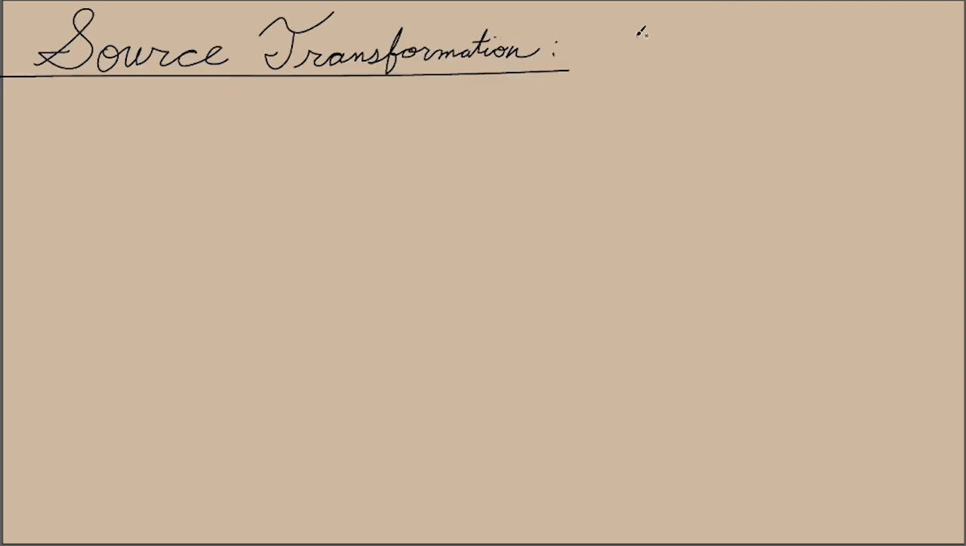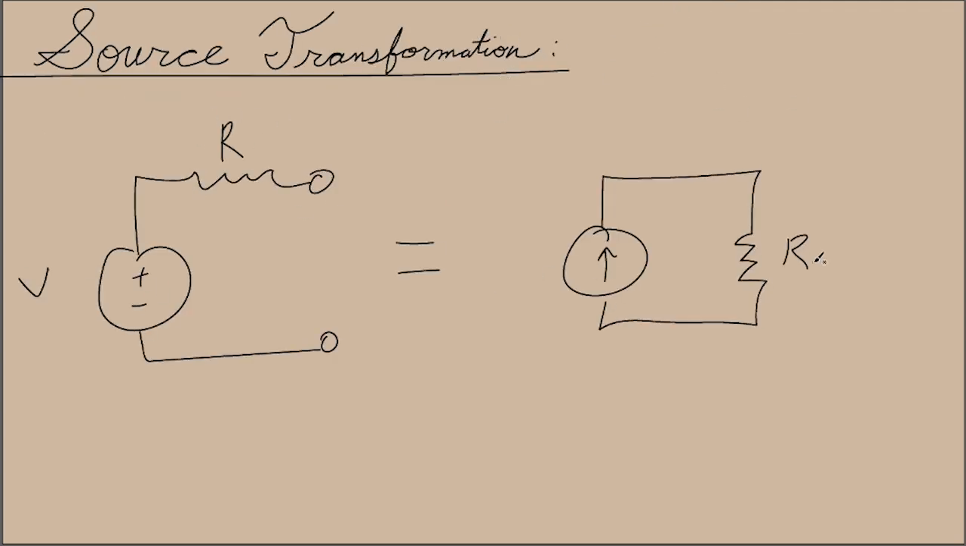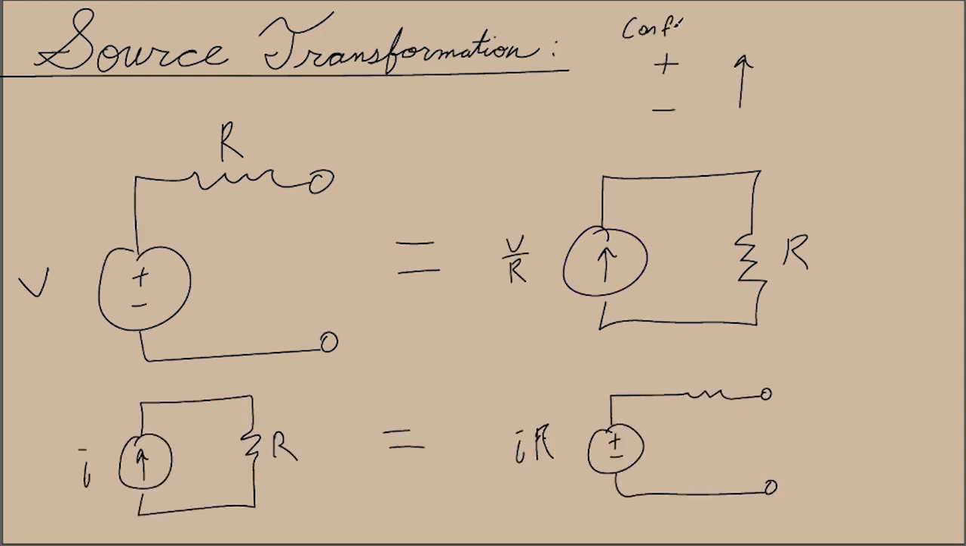You can take a voltage in series with a resistor and turn it into a current source in parallel with the same resistor. The only catch being that the current is V over R, and you can do the inverse as well.